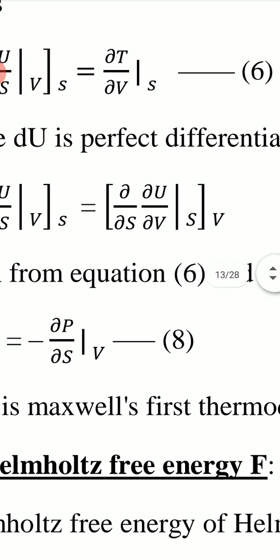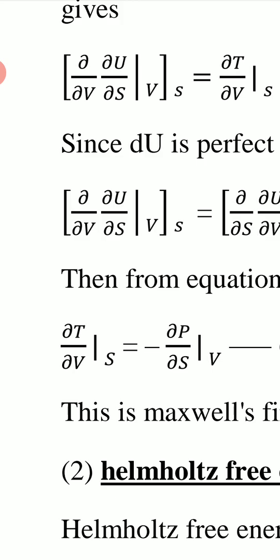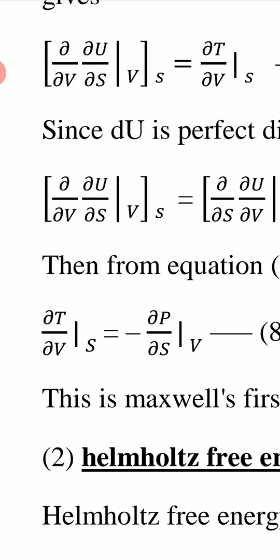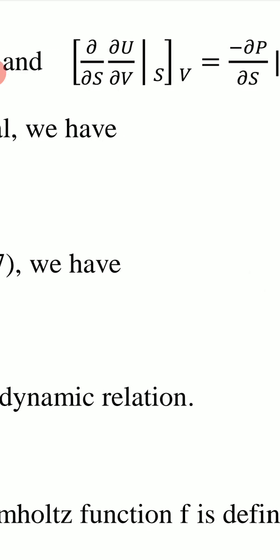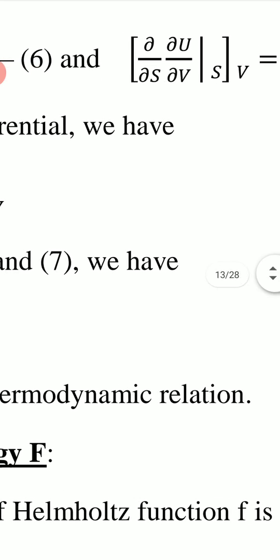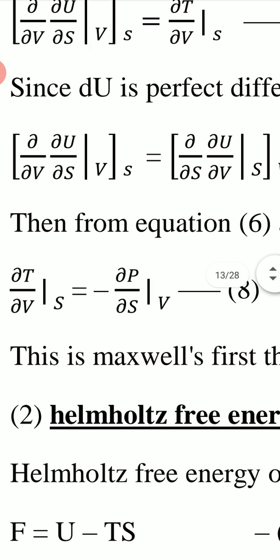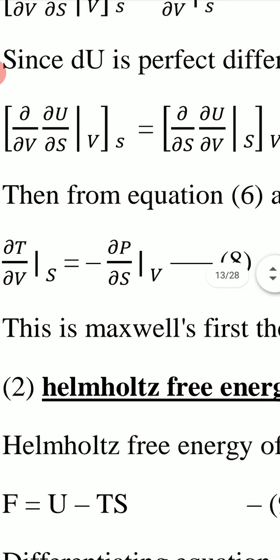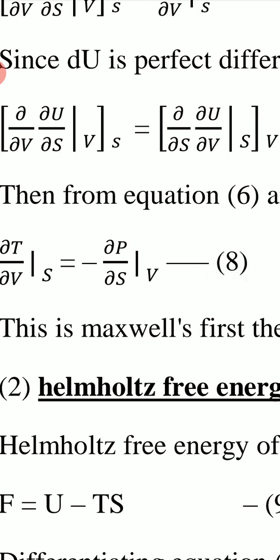In these equations 6 and 7, the left hand side is the second order differentiation of U. In equation 6, we have this second differentiation of U, first with respect to S and second with respect to V. And in equation 7, in left hand side, we also have second differentiation of U, now first with respect to V and second with respect to S. Since dU is a perfect differential, the left hand side of these two equations 6 and 7 will be same. So right hand side of these two equations will also be same.